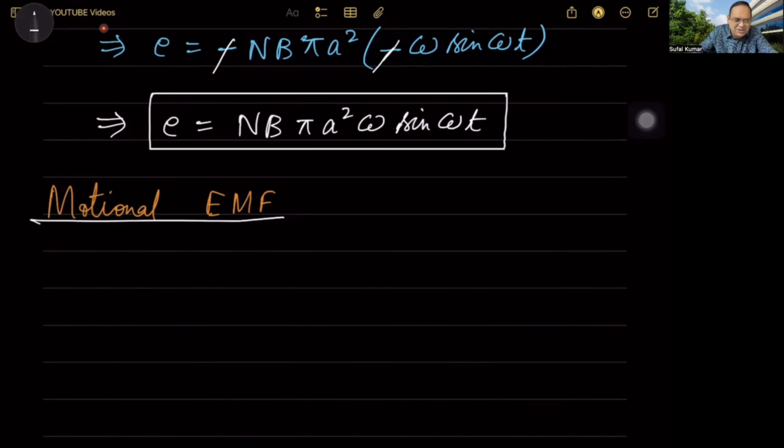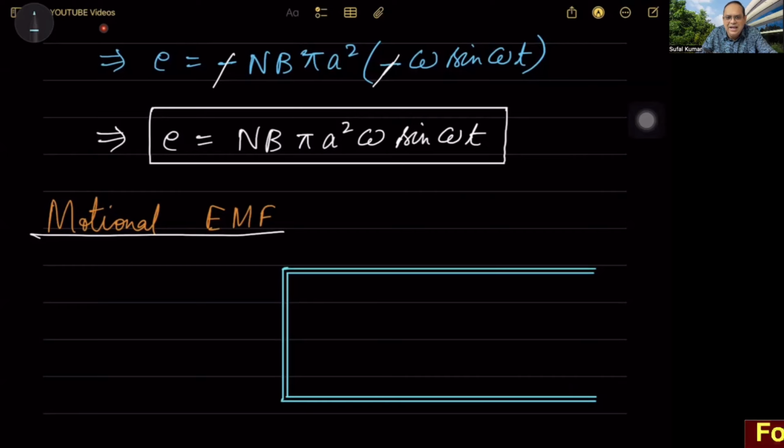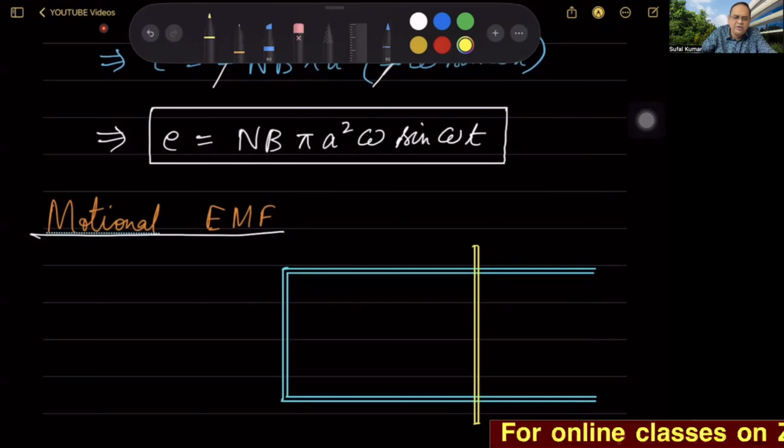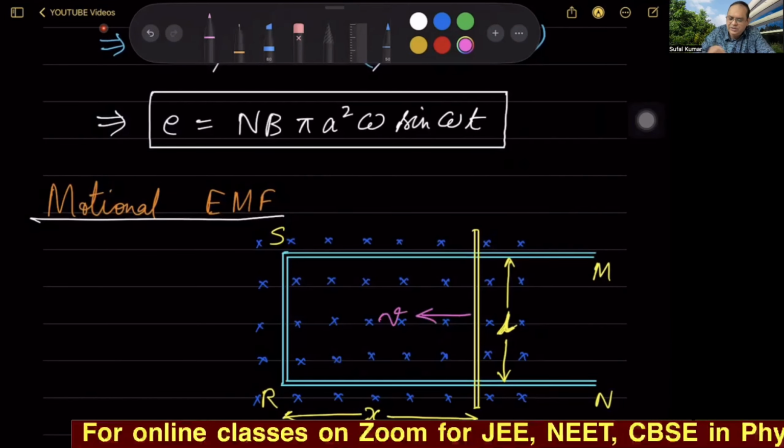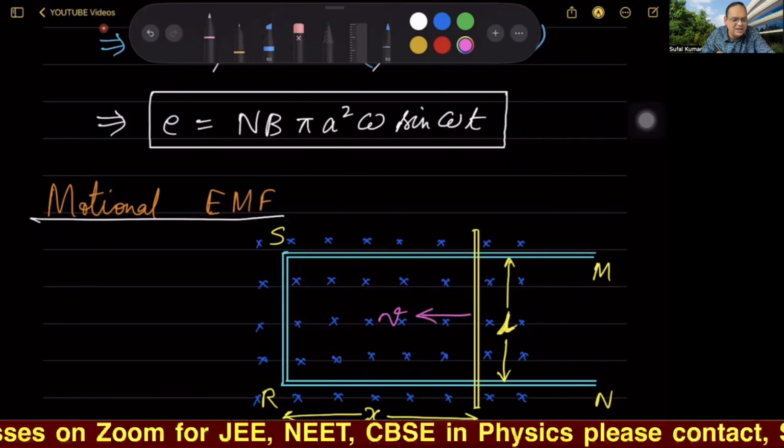Let's see the situation. Again, I'll explain this thing. This is known as a rail because it is very much similar to a railway track. So this is the rod. The rod is at a distance. L is the length. This is v, velocity of the straight conductor.